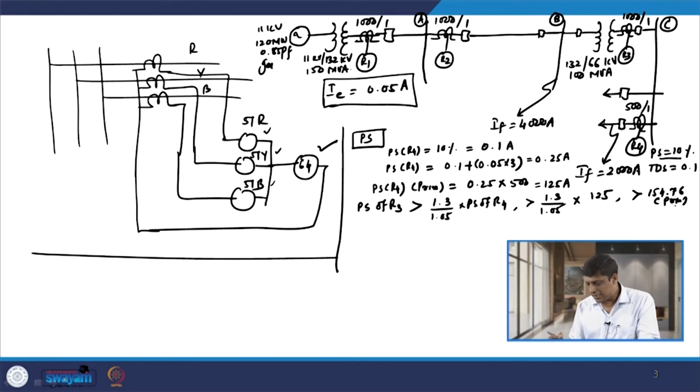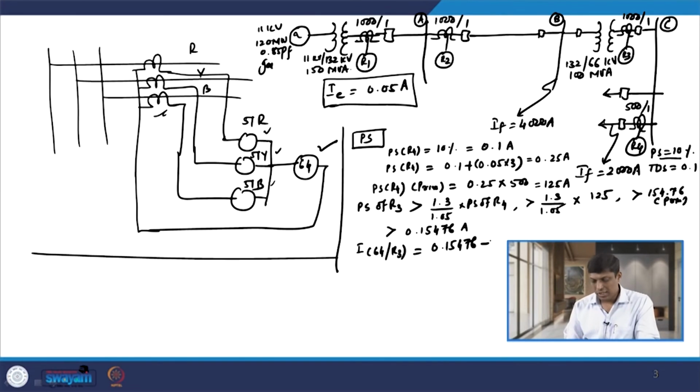If I transfer this current on the secondary side, I have to divide this 154.76 by 1000 ampere. So, we have 0.15476 ampere on the secondary side. Now, this current will flow through here on the secondary side. What is the current through ground relay 64?